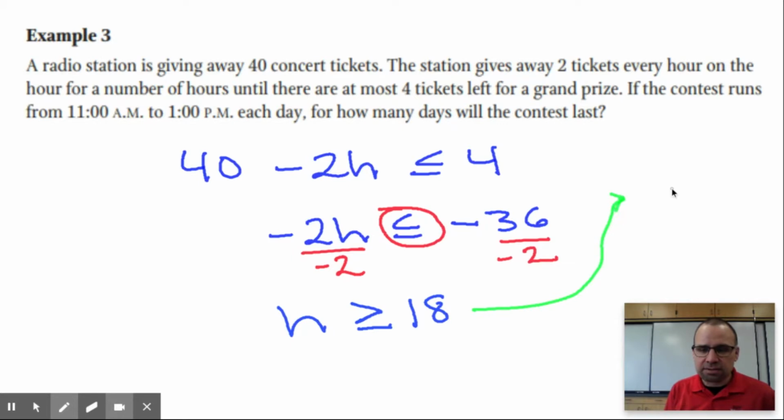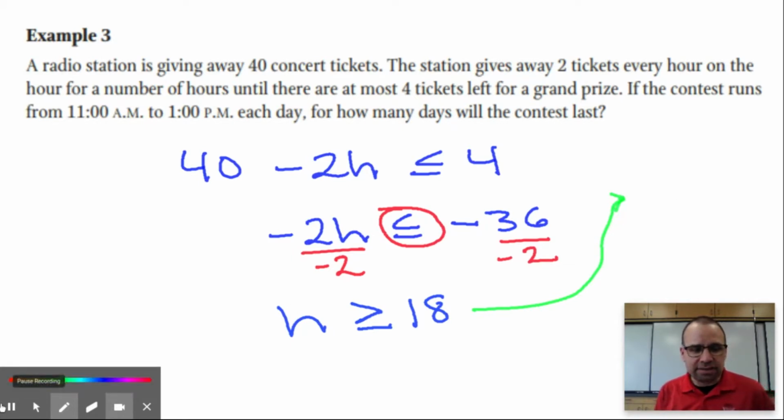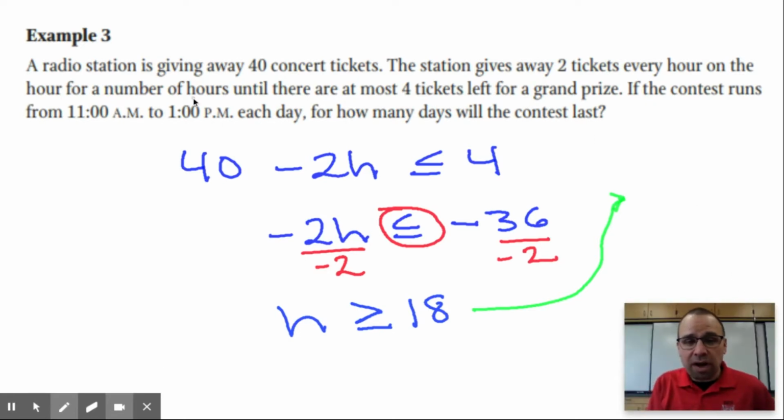Well, how many hours are in a day? That's right, 24. But in this problem, how many hours are we giving away tickets, though? And you kind of have to think about this a little weirdly. If it's 11 a.m., most people will think it's only going to happen twice, but it's actually going to happen 3 times. 11, 12, and then 1. There's actually going to be 3 different giveaways.